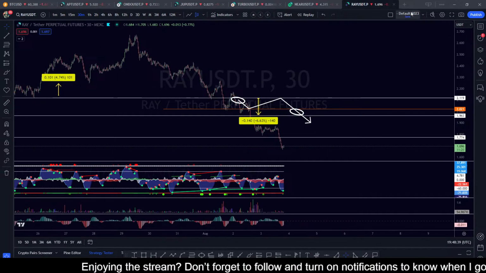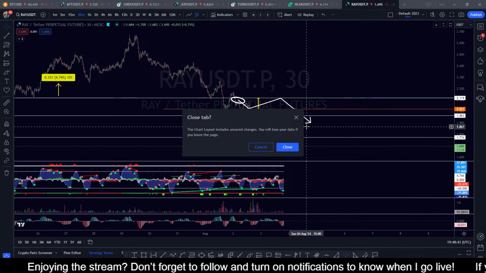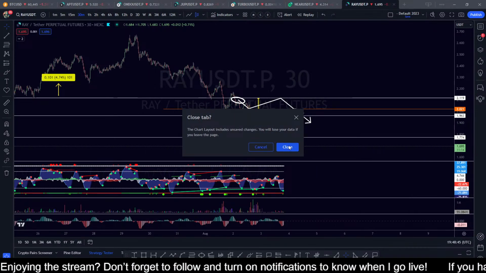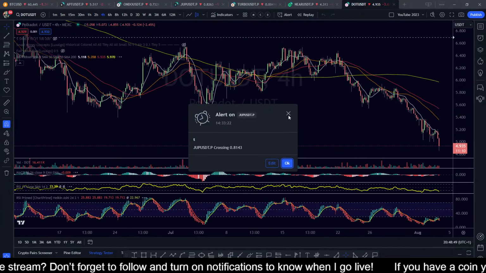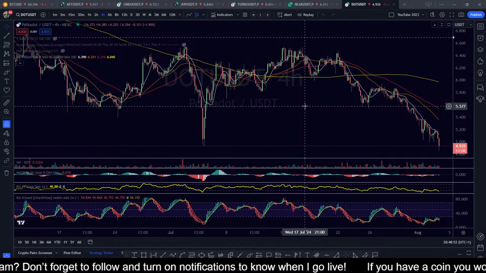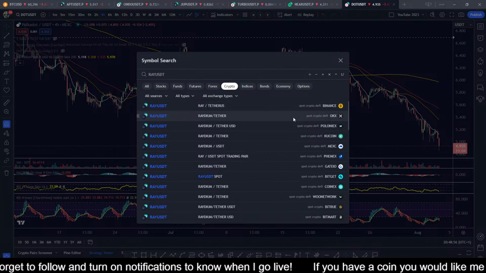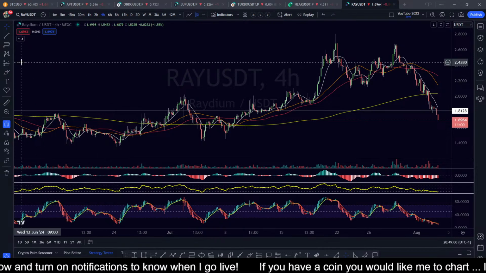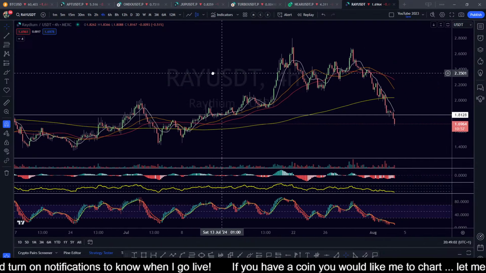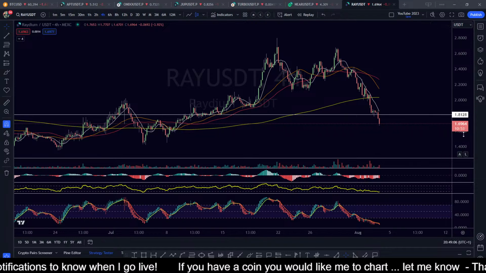But let's look at Ray. Let's go and change this, that way it doesn't mess up my stuff that I have. So this is Ray, USDT, and MEXC. Okay. So Ray, it's ready for a short, big time short.